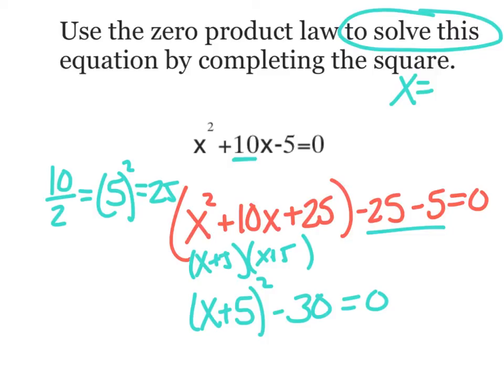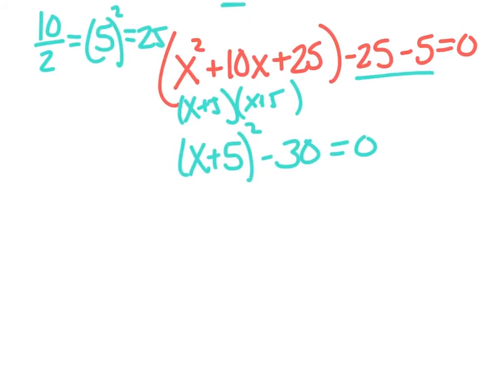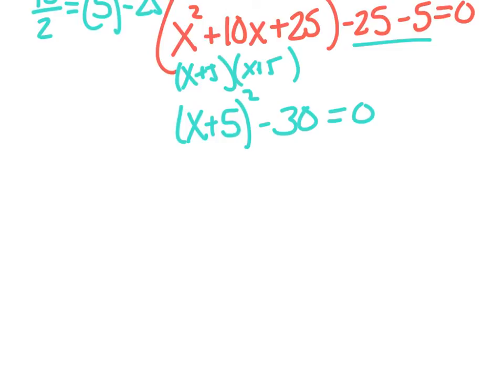But I don't want to know that this time. I want you to solve for x. Okay, so now my goal is to get x by itself. So the first thing I'm going to do is try to get this squared term by itself. So I'm going to add the 30 over. So (x + 5)² = 30.